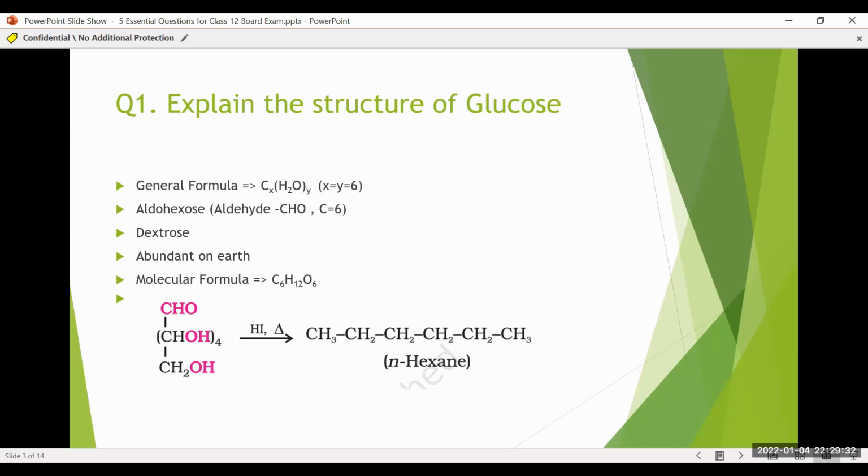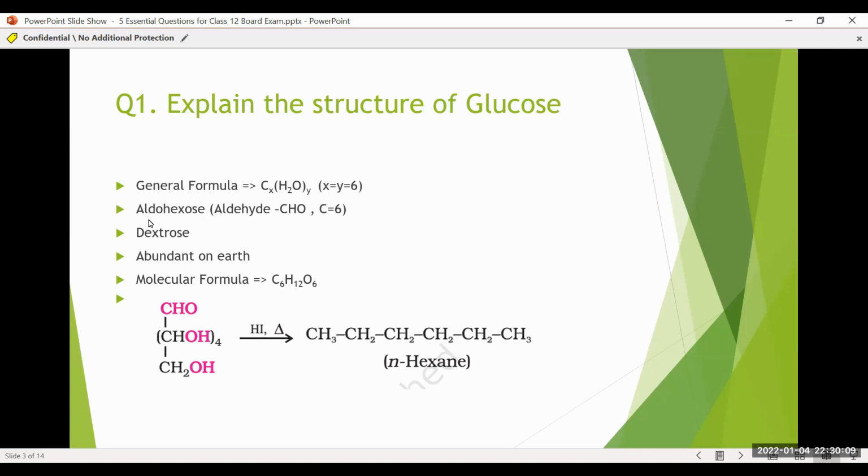First of all, we will prove that glucose has 6 carbon atoms by carrying out a reaction with HI. When glucose is heated with hydrogen iodide, we can think about its basic structure, the simplified structure of glucose with OH groups and a CHO group, because as we said earlier, it is aldohexose.